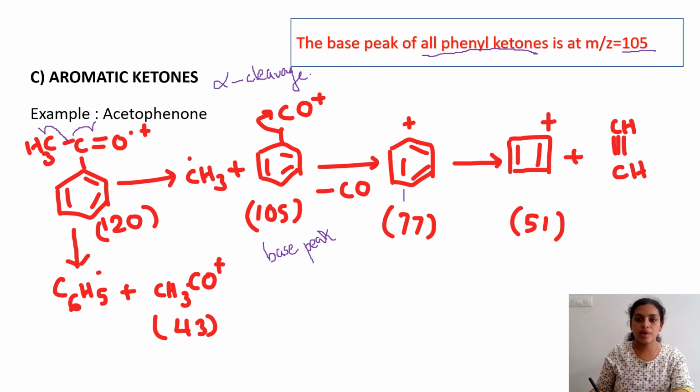You might be remembering that in the case of aldehydes, and also in the case of phenols, we discussed this one: an acetylene molecule is expelled like this to give you a species like this with m/z value 51. In those previous examples the base peak was at 51, but here in the case of aromatic ketones, the base peak is at 105. Please remember that difference. Another possibility of this alpha cleavage is removal of this benzene ring as a radical to give CH3CO plus as the positive fragment with m/z value equal to 43.